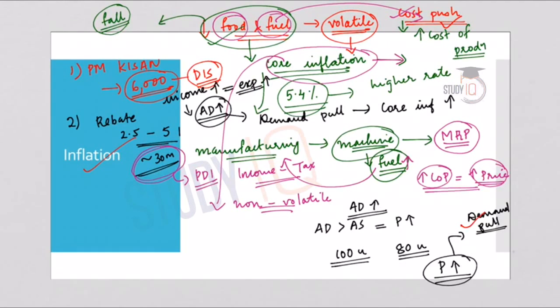So this middle class will have more money to spend, increasing the aggregate demand in the economy, thereby increasing the demand pull inflation, which will lead to an increase in the core inflation rates. So already the core inflation rate is 5.4%. So with the announcement in this budget, it is expected that the core inflation would increase.